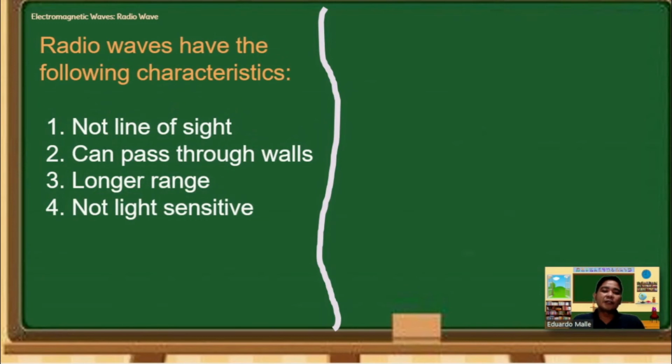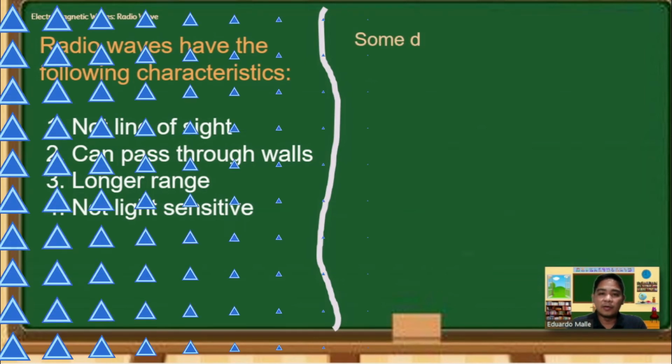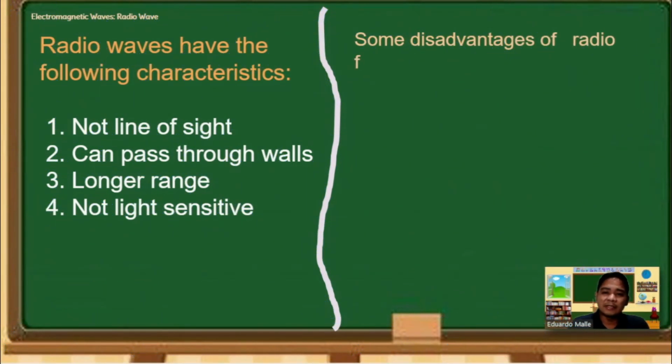Okay, radio waves have the following characteristics. Number 1, not line of sight. Number 2, can pass through walls. Number 3, longer range. Number 4, not light sensitive. Okay, we have some disadvantages of radio frequencies.